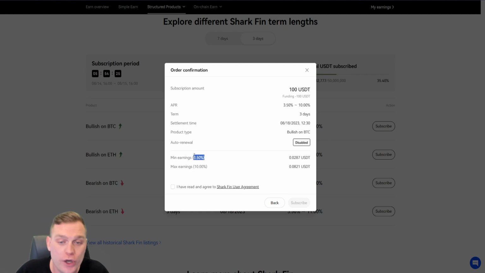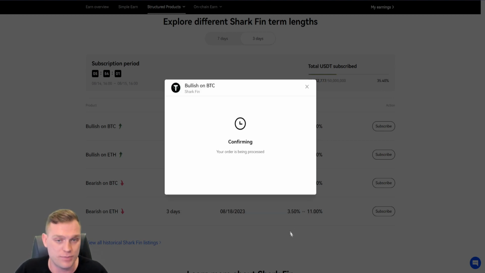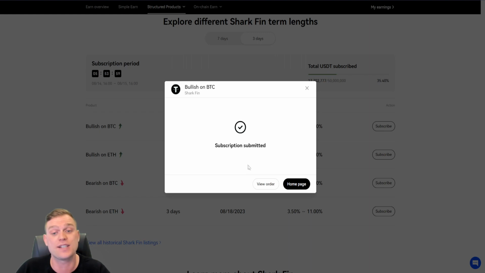Your minimum earning of this period is going to be 3.5%, whereas your max earning could be 10%. Now, of course, this depends on the amount of capital you are going to be putting down with this feature. Now, you can do the calculations yourself, ladies and gentlemen. There is a section on how that is calculated in the frequently asked questions, which we will address shortly. So I say I have read and agreed, which I read it prior to this video, and I am subscribing. Done. It's as simple as that.